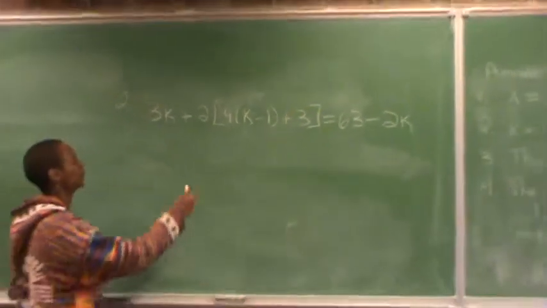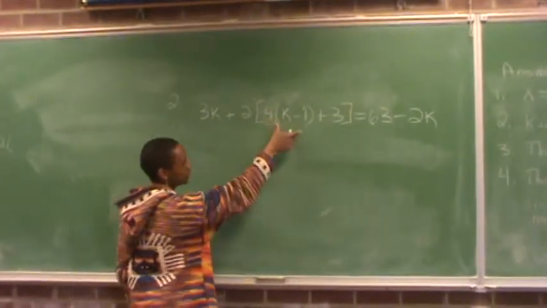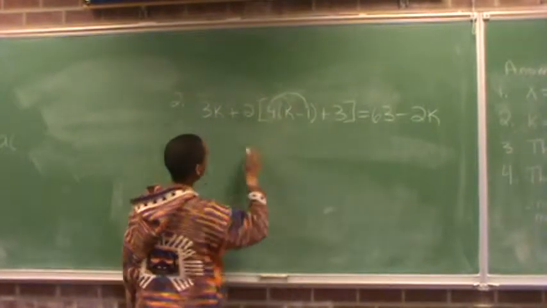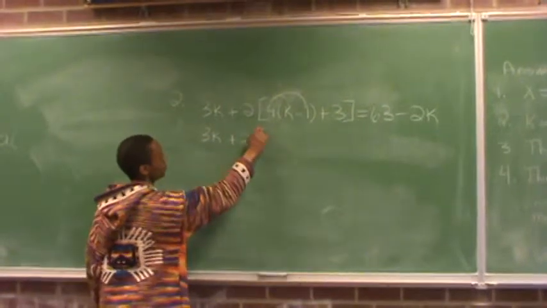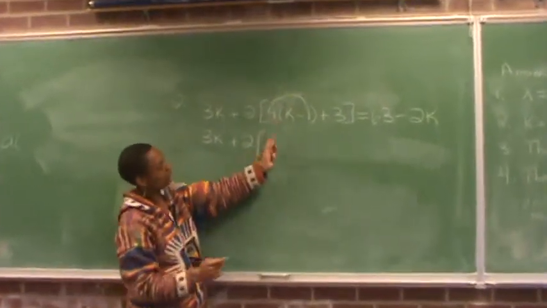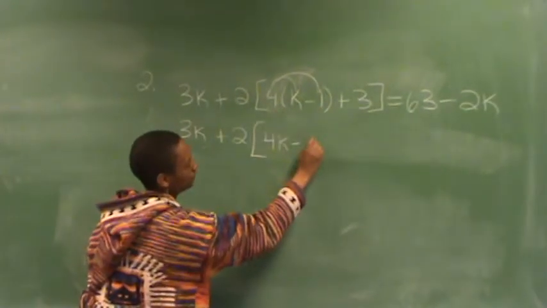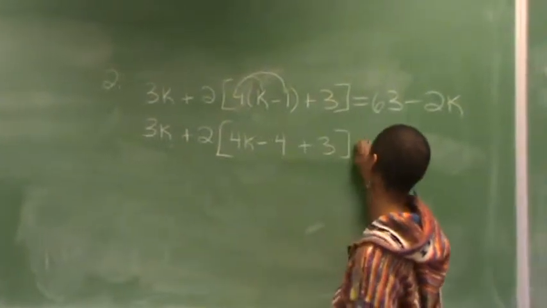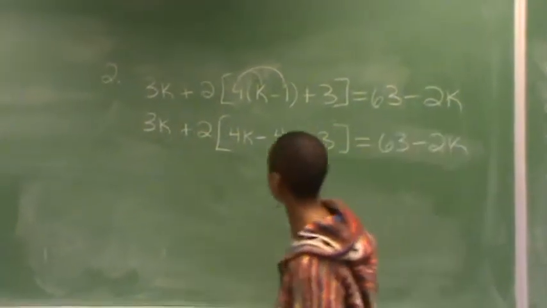And so we're going to clean up the left side. On the left side there's all this stuff going on. So we start with the innermost parentheses. We're going to distribute the 4 here. I'm rewriting everything else, so 3k plus 2. When I distribute my 4, I get 4k minus 4 times 1, which is 4. I write down everything else, so plus 3 equals 63 minus 2k.